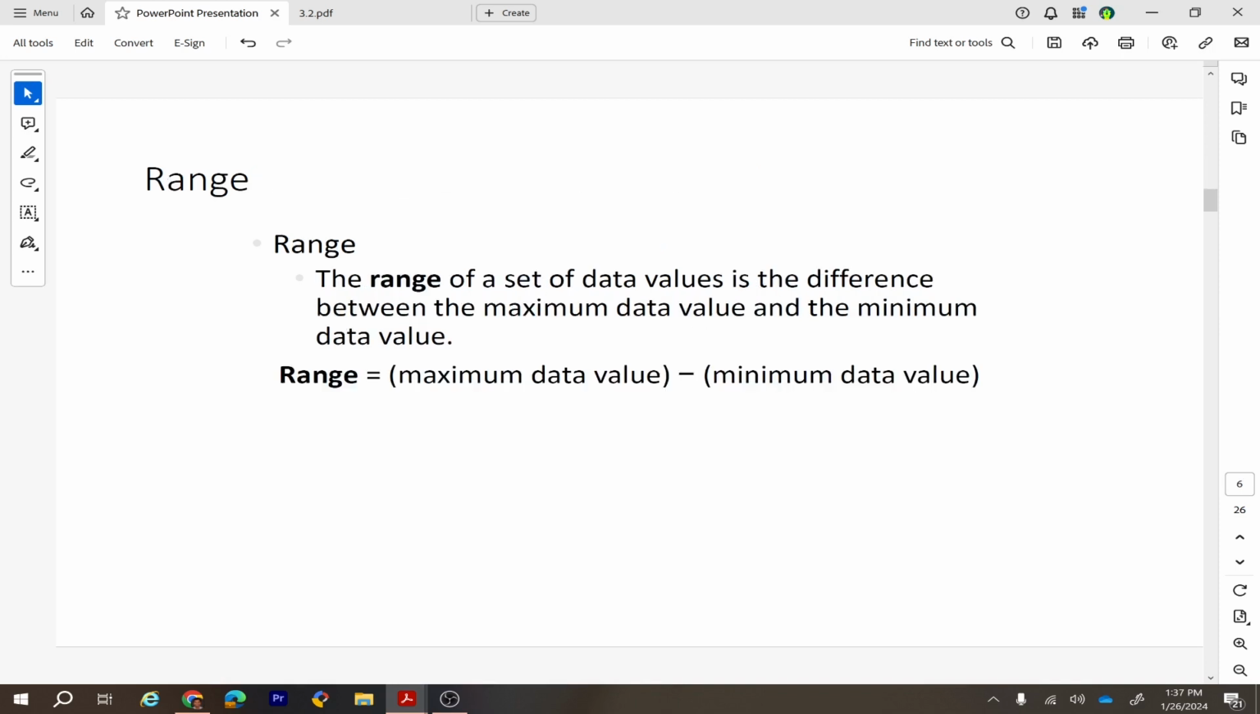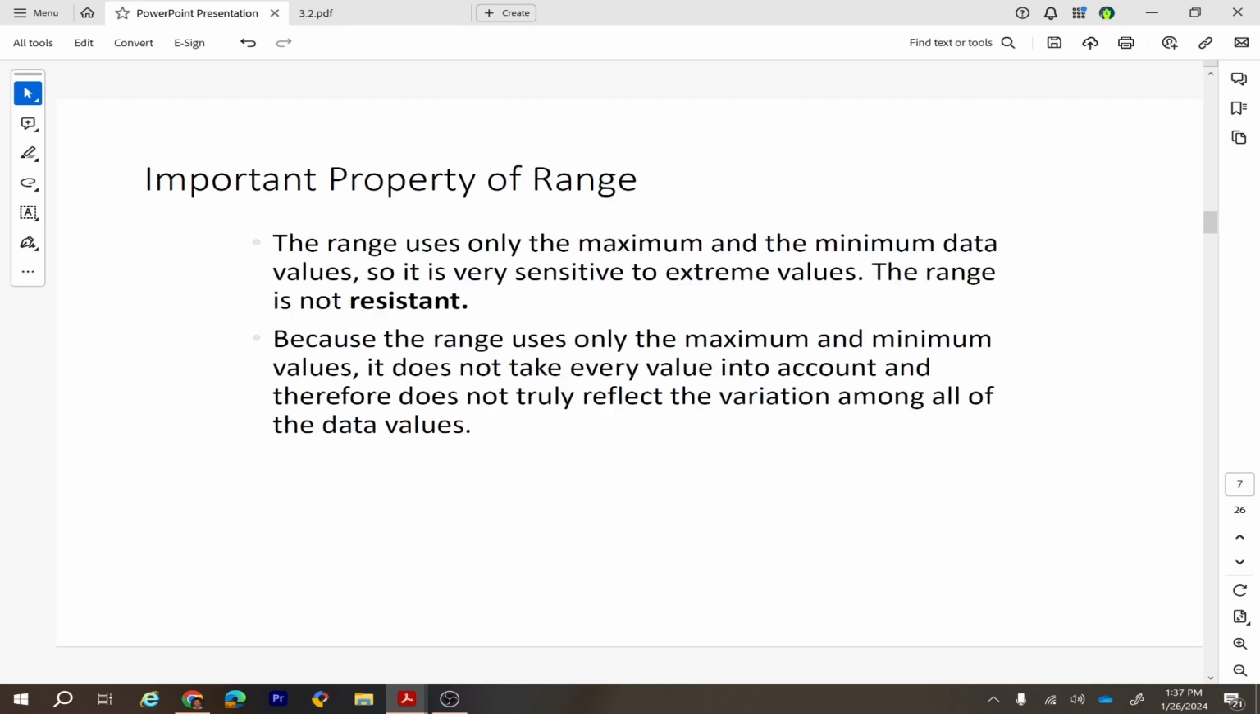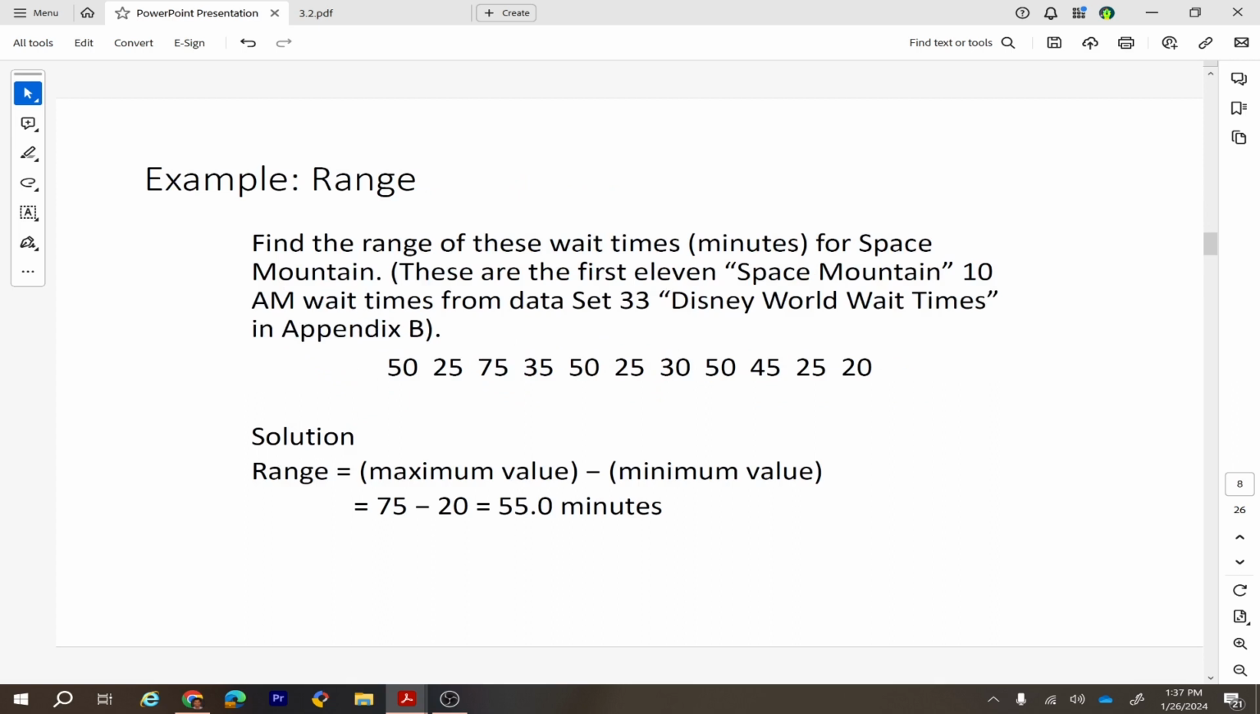To calculate the range, you need to find the difference between the maximum value and the minimum value. That is the range of the data. For example, let's say this is the data. First of all, to find the range, you need to sort the data. If you are doing this problem on a computer, you can use StatCrunch, a calculator, or an Excel sheet to sort the data, and that will help us find the maximum and minimum values.